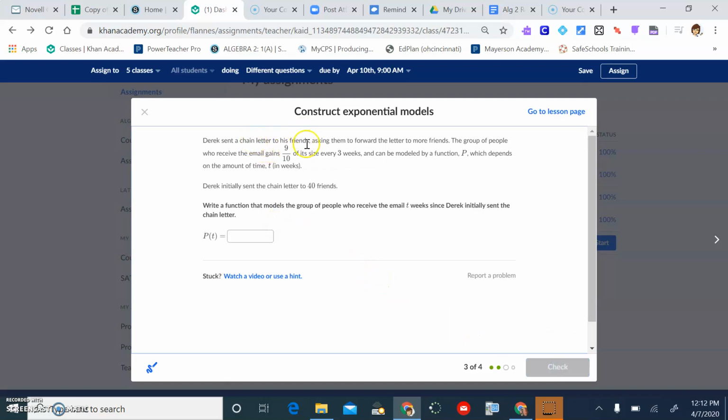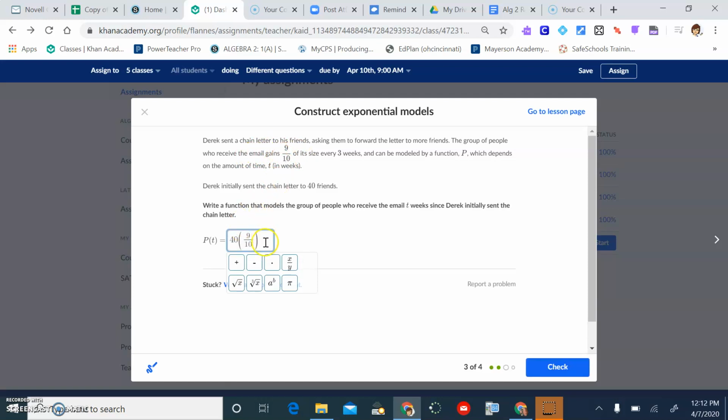All right, next. Derek is sending chain letters and asking them to forward them on. Oh, I hate those. The people who receive the emails gain 9/10 of its size every 3 weeks and can be modeled by the function p. All right, how much did he originally start with? Well, he initially, meaning starting, sent it to 40, so 40. The rate, they're telling you the rate here is 9/10, and it happens every 3 weeks. So the exponent here is t divided by 3. Because we're talking about weeks, t weeks.